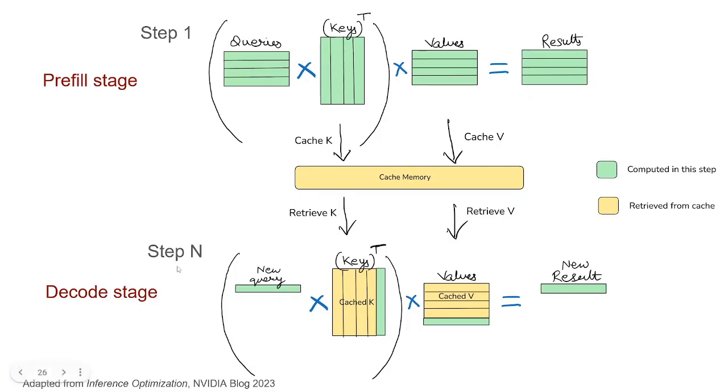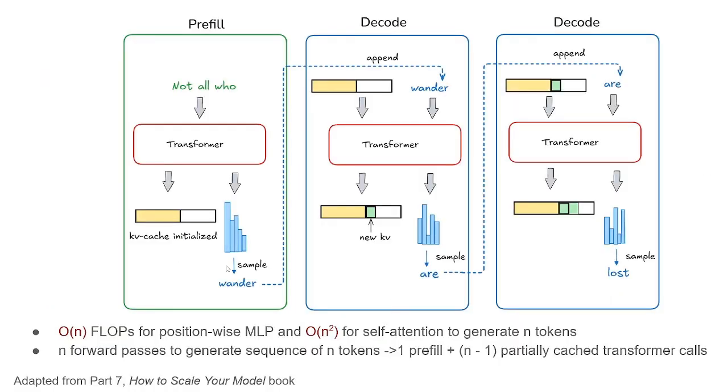So all of these stages, apart from the first stage, are called decode, where we are processing only the last generated token and outputting a single next token. And as this goes along, once in this stage we have computed the keys and the values of the last generated token, we add them to the cache for subsequent stages.